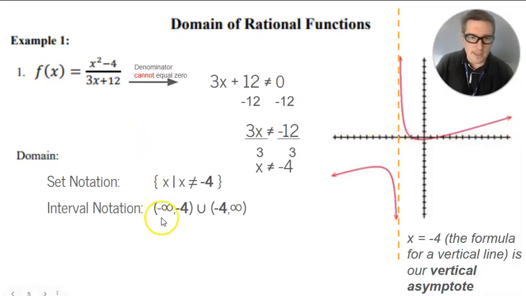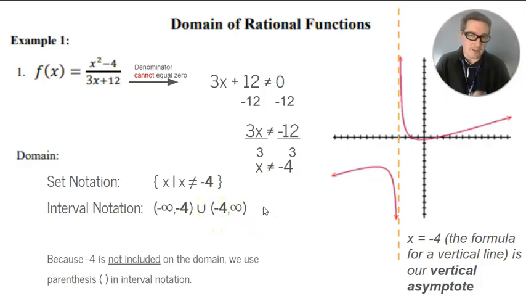So left interval is from -infinity to -4. There's a parentheses here in union with parentheses -4 all the way to infinity. And remember, because -4 is not an allowable number, we are not allowed to equal -4. We cannot include -4 in the domain.